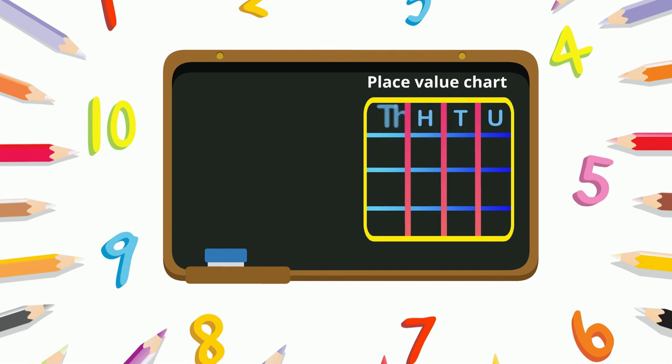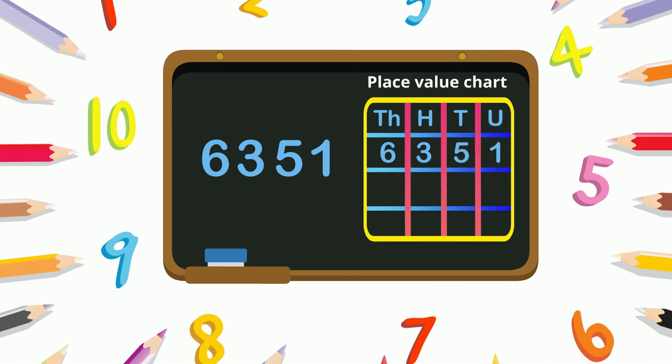Using the place value chart, we can expand a number, meaning that we can write the units, tens, hundreds, and thousands separately. For instance, we have the number 6351. Let's expand it using the place value chart. Thousands, hundreds, tens, units. 6351. So the number has one unit, 5 tens, 3 hundreds, and 6 thousands.